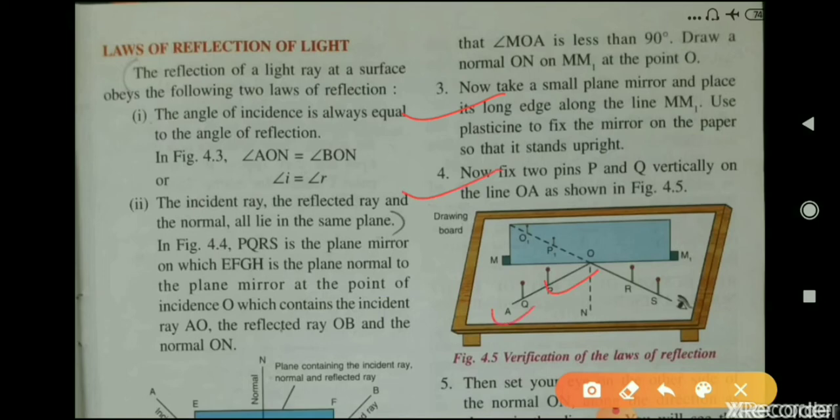On the line which you have drawn in the starting, you have to place two pins. You have to take pins and fix two pins P and Q on this line. Now you have to set your eye here. You can see the eye here.